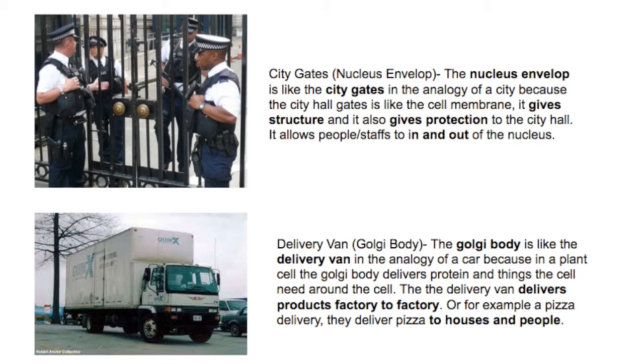Next is the delivery van, also known as the Golgi body. The delivery van delivers products or supplies around the city, for example, newspapers to neighborhoods, or it can be a pizza delivery. They deliver pizza to houses and people. In a cell, the Golgi body delivers protein and more around the cell.